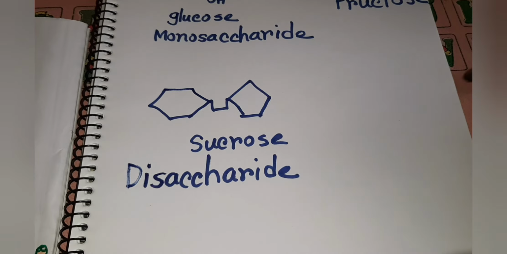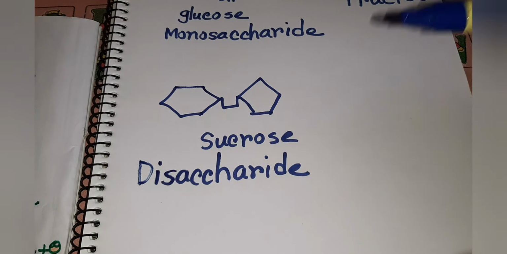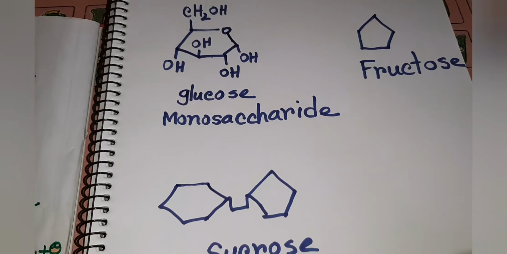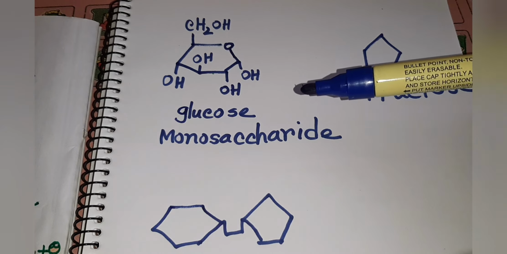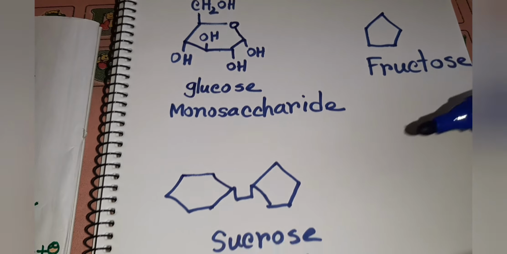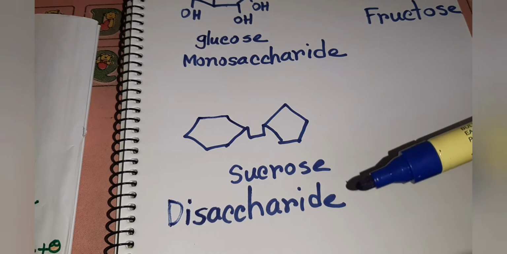So guys, this is a monosaccharide, that is glucose. Now I'm going to show you a disaccharide. So guys, this is a disaccharide. This is sucrose. How is it produced? It is produced when two monosaccharides, glucose and fructose, are joined together. It produces sucrose, a disaccharide.